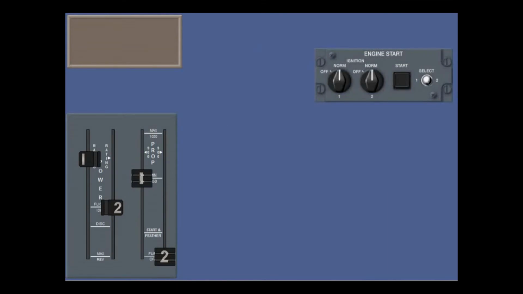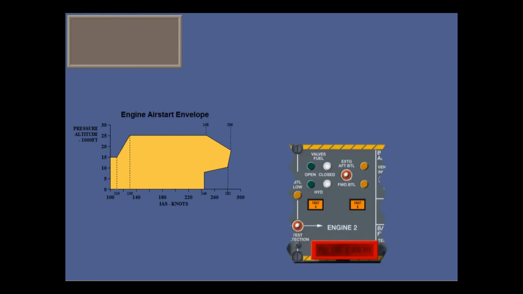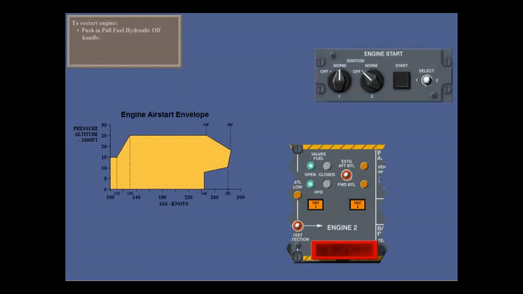Standard operating procedure is to operate both power levers together and switch off ignition on the affected engine. You can attempt to restart a failed engine in flight if you are within the air start envelope, but never try to restart an engine that was shut down due to engine fire. To restart the engine, push in the pull fuel hydraulic off handle. Touch the handle. Set the ignition back to norm. Touch number 2 ignition and conduct a normal engine start.